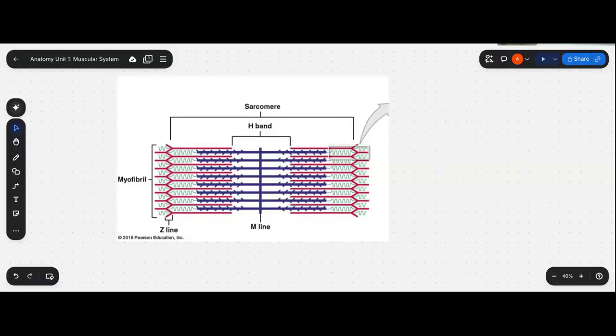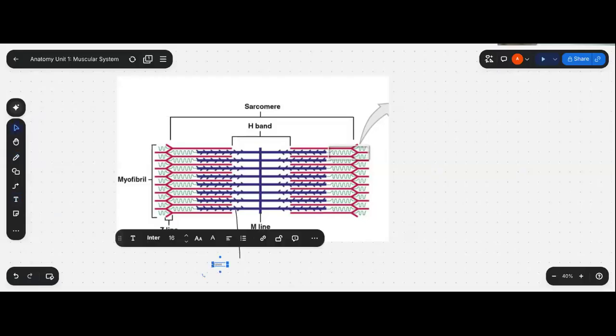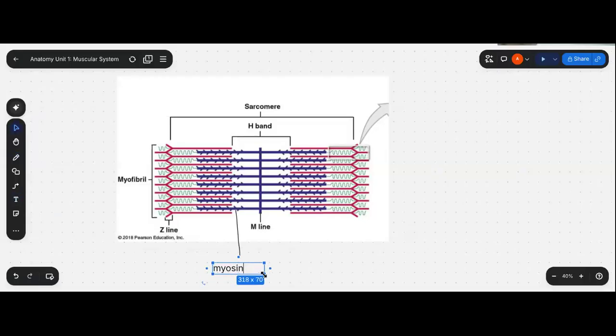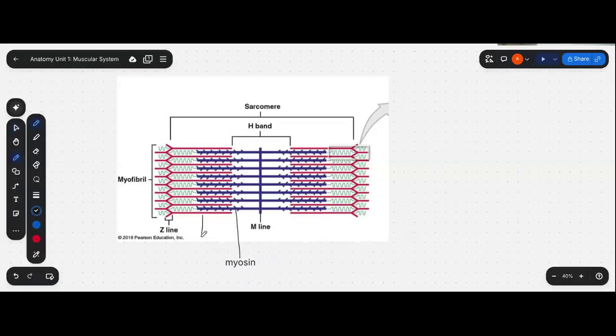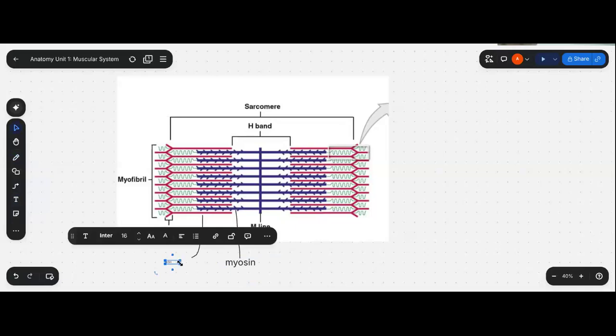Now you have your myosin versus actin. So your myosin is going to be the dark blue. So dark blue equals myosin. And then the little red portion, the thinner ones, this is going to be your actin right over there.